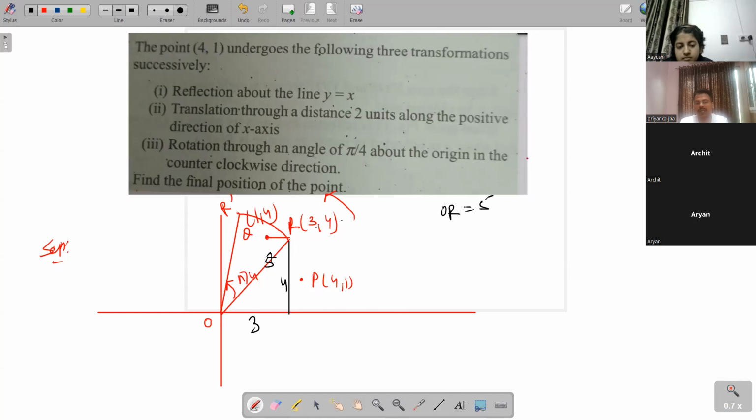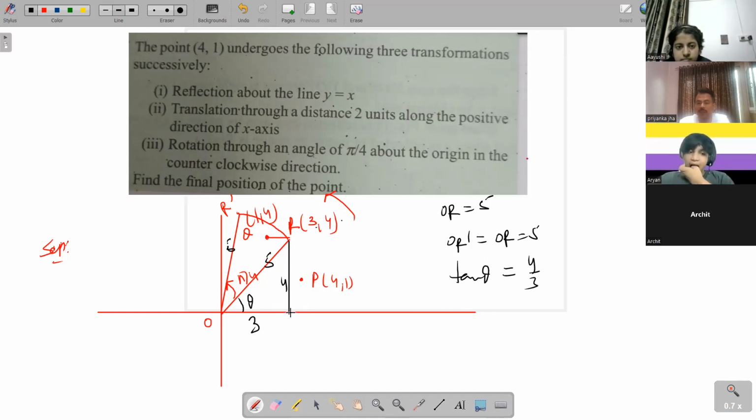Now you are just rotating this OR. So of course, OR dash will also be equal to OR. You are rotating this now; you are not increasing its length. So this OR dash will also be 5. Now, suppose this angle is theta. How will you find this theta? That is, tan theta is 4 by 3, and you are very much familiar with the 53 degree. This angle will be 53 degree.